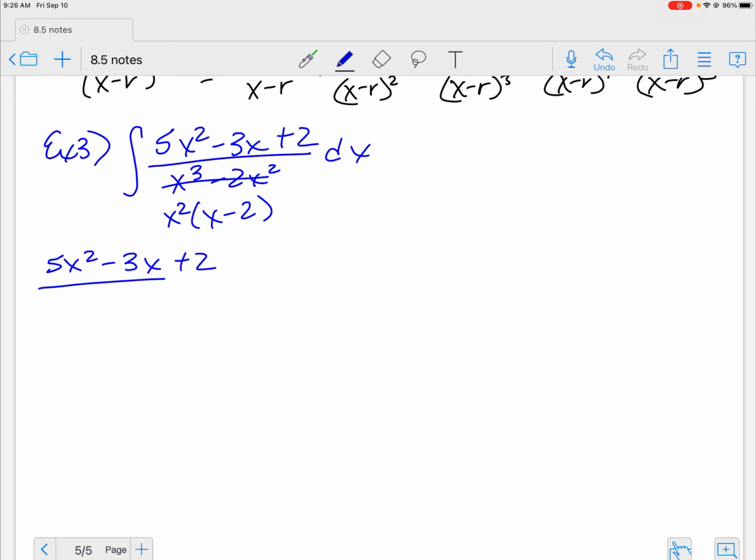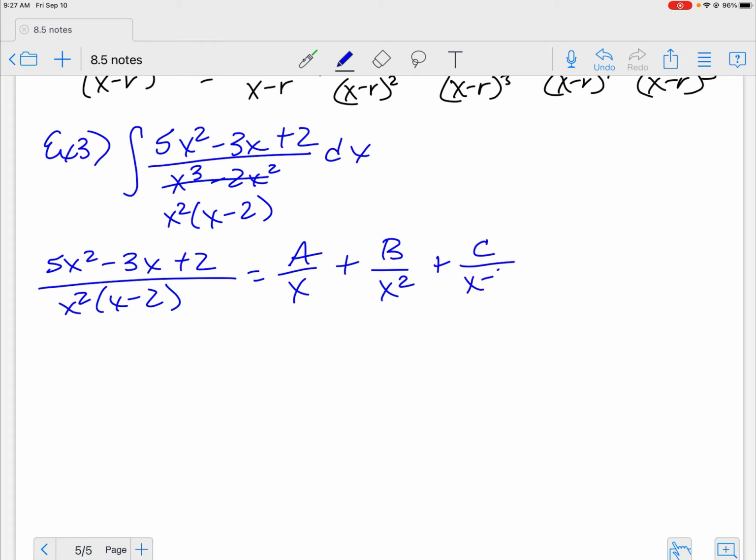5x squared minus 3x plus 2 over x squared times x minus 2. Now here's our process. A goes over x, and B goes over x squared because you have to account for each one of those, right? Then you just do C over x minus 2. That's just a regular linear factor that we work with. Now you get your common denominator, which is still x squared and x minus 2. You don't have to put that extra x in there for an x cubed. Just go with your basic common denominator, and you can always pull that from over here.